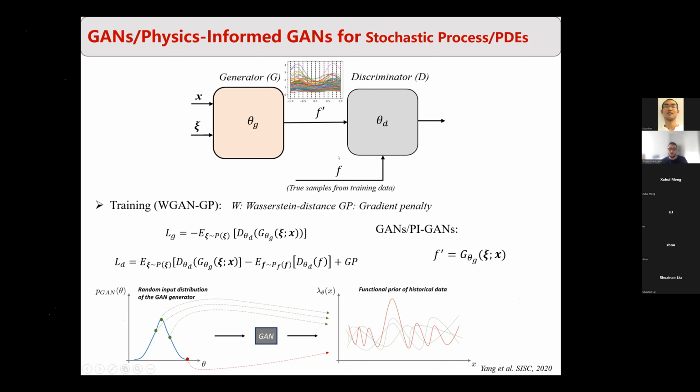After the training of the neural network, we can use the generator to approximate the distribution over functions from the true data.